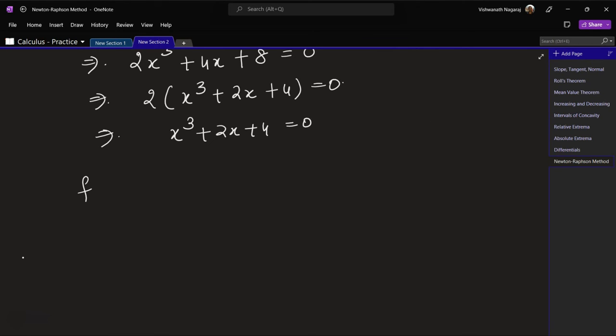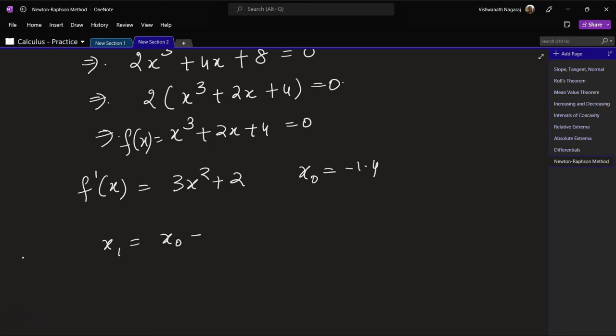Okay. F prime of x. So let's say this is f of x equal to this. Okay. So f prime of x is going to be equal to 3x square plus 2. And our x naught is minus 1.4. Yes. So x1 will be x naught minus f of x naught by f prime of x naught. If we do the substitutions and evaluate it, we get minus 1.20406.